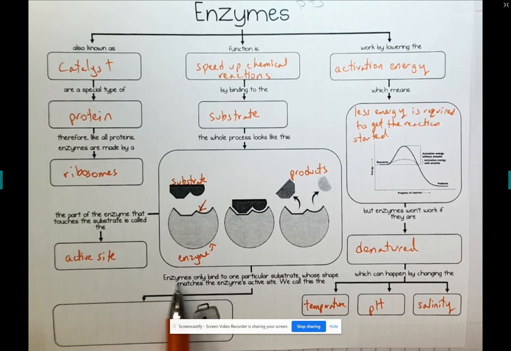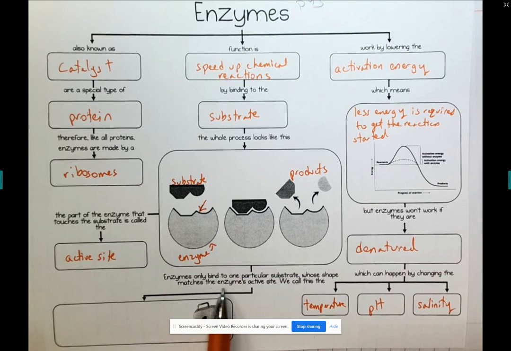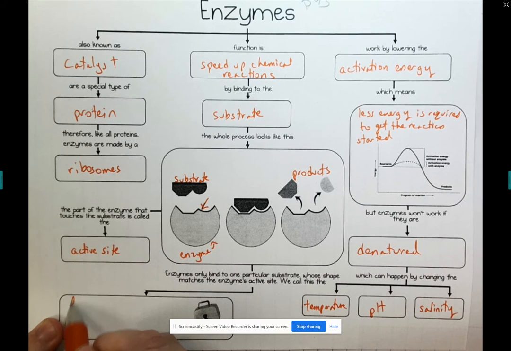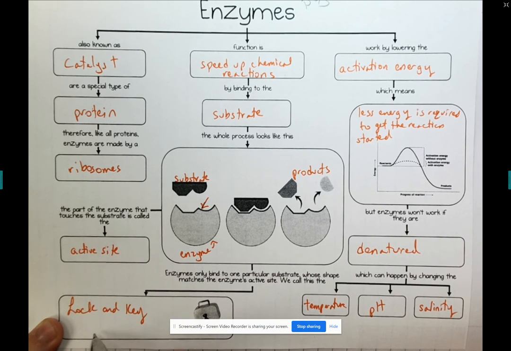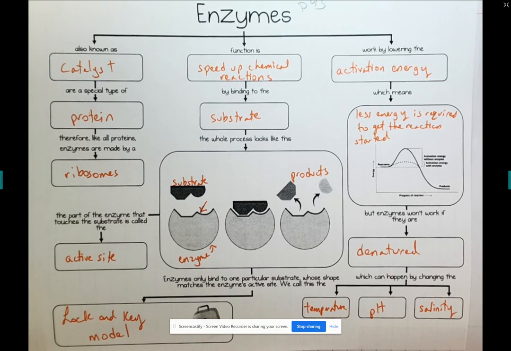And because enzymes only bind to one particular substrate whose shape matches the enzyme's active site, we call this the lock and key model. For every substrate, there is a matching enzyme.